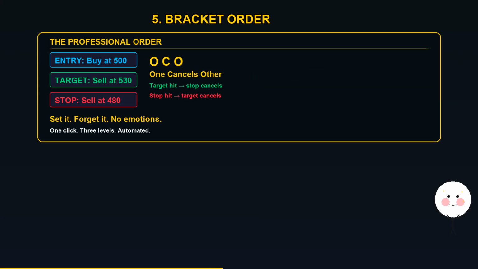Order type 5, the bracket order. This is the professional order. It combines 3 orders in one. Entry plus profit target plus stop loss. All submitted together. And here is the key. It is OCO. One cancels other. When your profit target is hit, the stop loss automatically cancels. When your stop loss is hit, the profit target automatically cancels. You set it and forget it.